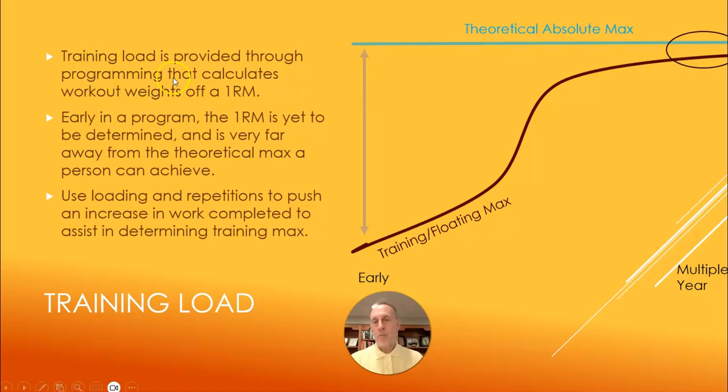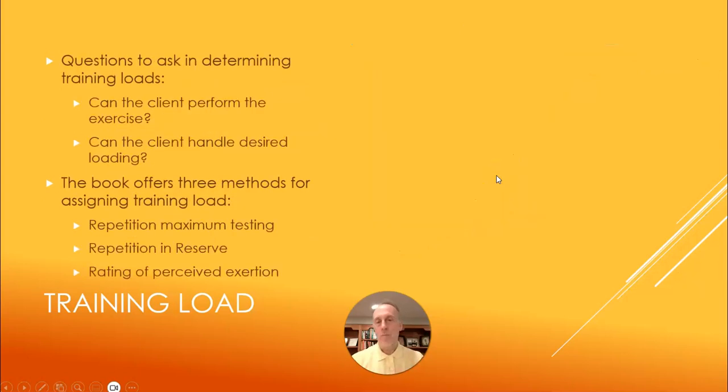So the point I'm trying to make is, when you look at this, we can change the loading and repetition schemes to push an increase in the work completed, to get a person along this line, this training floating max, during our workouts. So when you're trying to determine how much weight to use, the first thing is, can the client even do the exercise? Have you prepared them to be able to do a squat or a push press or a bench press? Can they handle the desired loading? It's silly to have Ida, who's 80 years old, who just finished playing bridge, come in and you're going to ask her to bench 315. That's nonsensical, unless Ida's an accomplished power lifter at 80 years old.